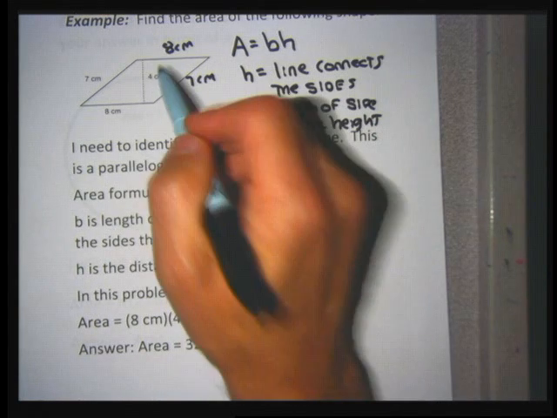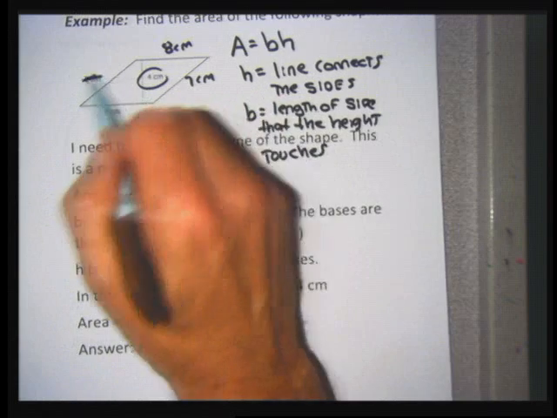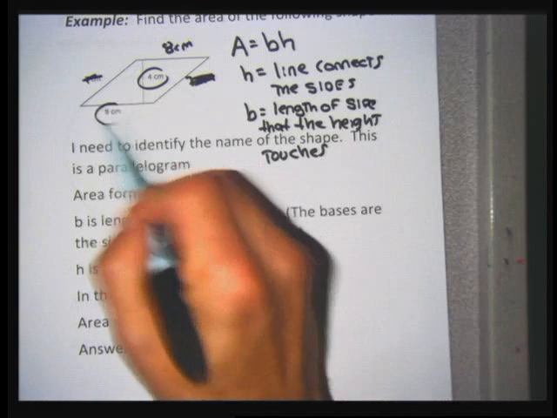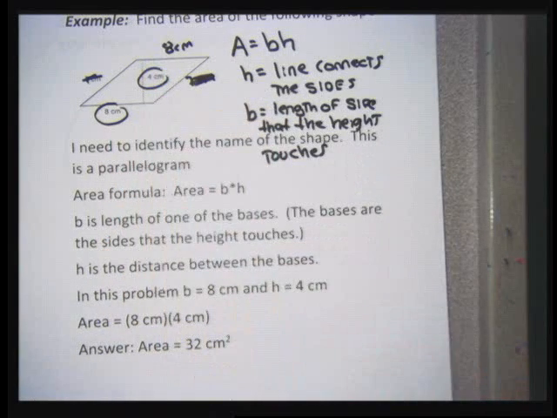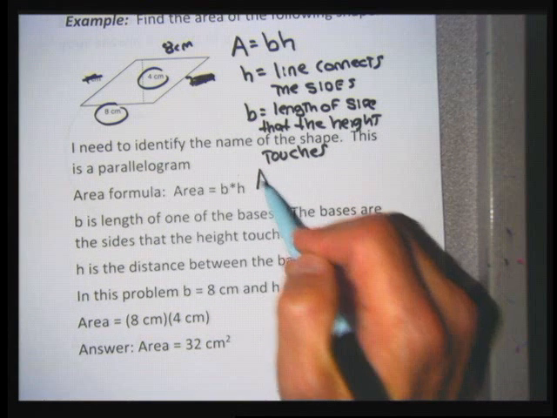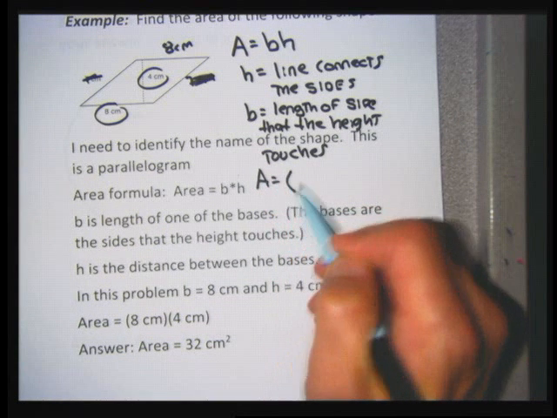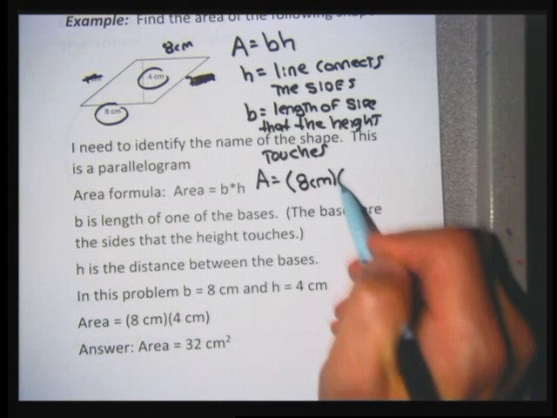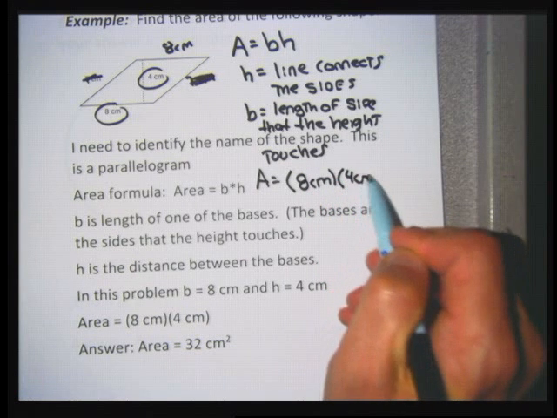So in my problem, I'm not going to use these 7s because the 7s aren't part of the formula. The lengths that are part of the formula are the height, which is the dotted line that connects the 2 sides, and the length of one of those sides. So for this problem, my area is going to be the base, which is 8 centimeters, times the height, which is 4 centimeters.